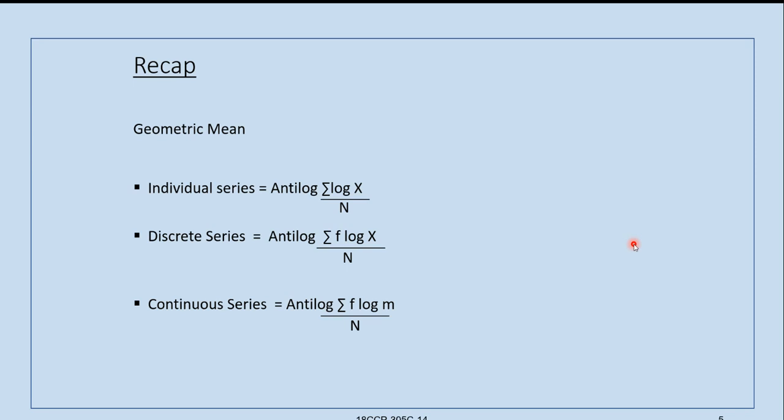In the same way, in continuous series also, antilog of sigma f log m by n, where m stands for the midpoint of the series which is given. So the formula is antilog of sigma f log m by n. After applying this formula, we will get the geometric mean result. So this was the content which we have seen in the last lesson.